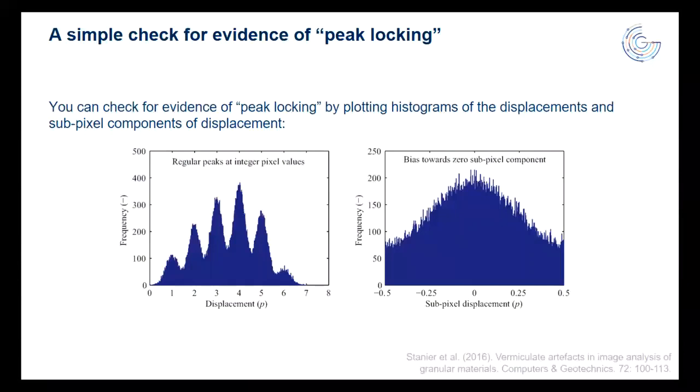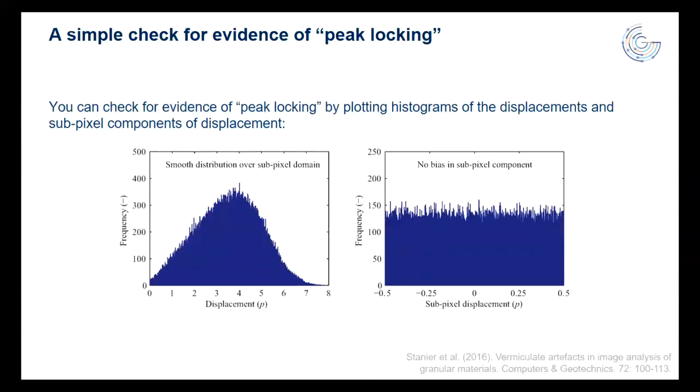If you plot the subpixel component of your displacements, you get the picture on the right-hand side. If you've got a big hump in the middle around 0, you've got a peak locking problem. Right? So this can be checked after the fact as well. So, clear evidence of peak locking here. This is data taken from the classical algorithm.